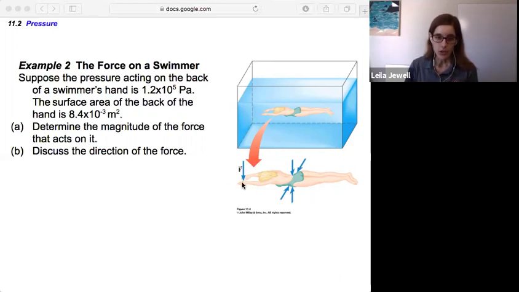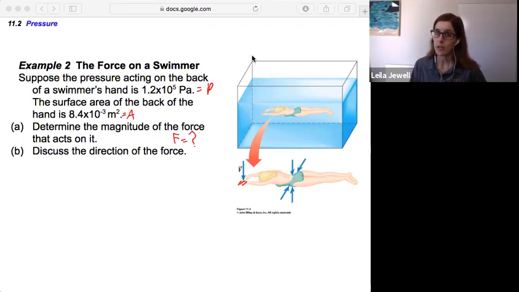Here we're focused on the back of the hand, this top part of the hand, and they give us that area, which is really convenient. In this case, though, they don't give us the force. What do they give us instead? The pressure. And we instead need to find the force. So how do we figure out force here?